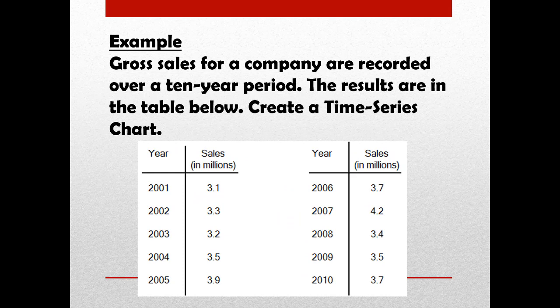So for this particular company, in 2001, they had $3.1 million in sales. In 2002, 3.3 million. 2003, 3.2 million. 2004, 3.5 million. 2005, 3.9 million. 2006, 3.7 million. 2007, 4.2 million. 2008, 3.4 million. 2009, 3.5 million. And 2010, 3.7 million. So to arrange that information on a graph, we're going to plot each one of those points.